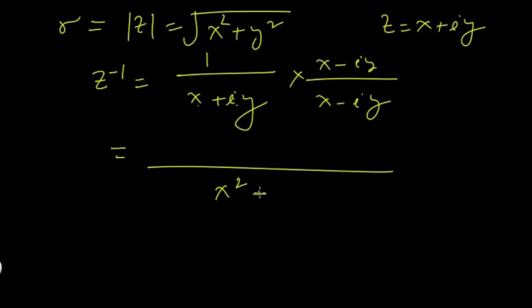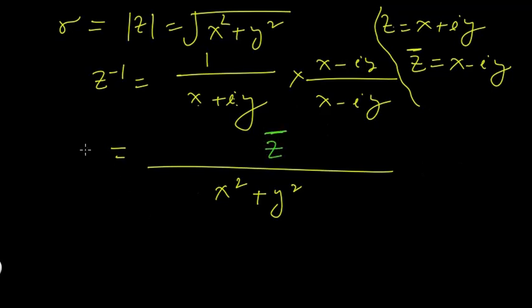So if we put this, the denominator becomes x square plus y square, right? And the numerator is x minus iota y, since z is x plus iota y, right? So z bar is x minus iota y. Got it? So we can substitute here x minus iota y with z bar. Since mod z is under root x square plus y square, if I square both sides, the square root gets cancelled, right? So this becomes mod z square is equal to x square plus y square.